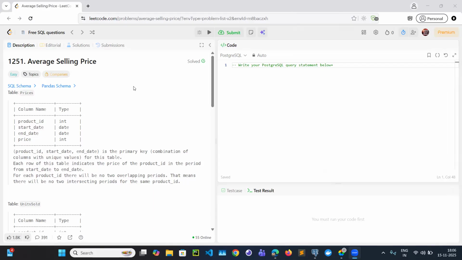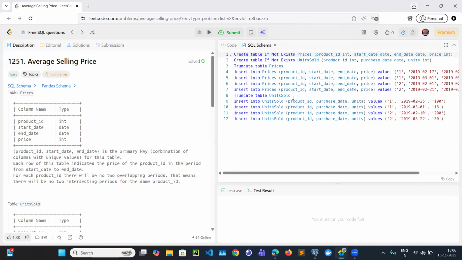Okay, so now we will solve the next Leetcode SQL problem. Question number 1251, average selling price. This is also easy category. And if you also want to give a try, click on the SQL schema, copy paste and execute all these commands locally. It is going to help you create the tables and insert some sample data.